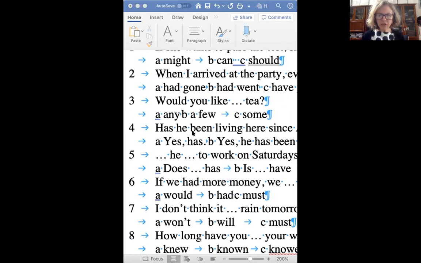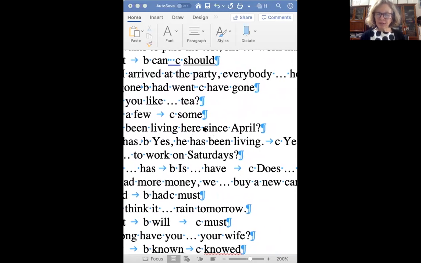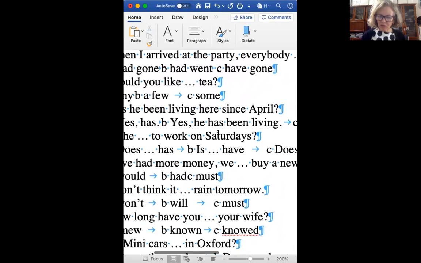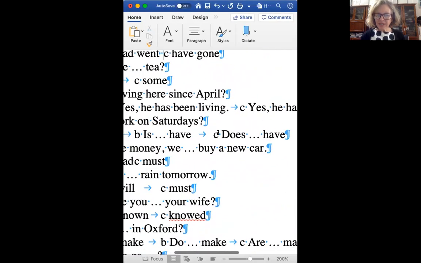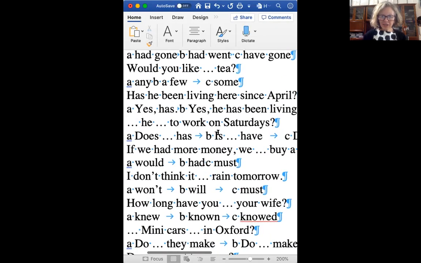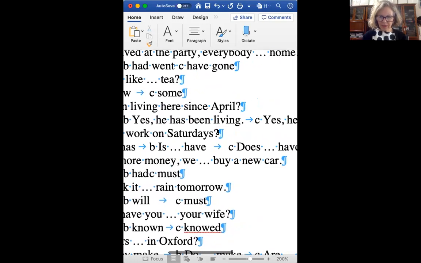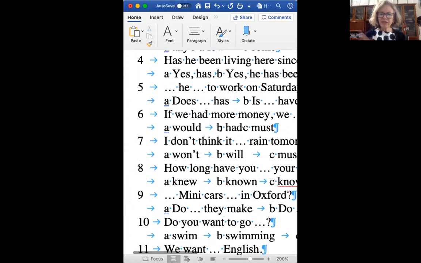Okay, Rebecca, number 4. Has he been living here since April? Since. So remember, do we use since for present perfect or past simple? Present perfect. Yes, so since and for present perfect. Yes, he has. Yes, he has been living. We have omissions in English. We don't need to repeat the whole sentence. So it's a shortened version. So yes, has. You need to include the subject. So not yes, has. Yes, he has. Correct. Good. Yes, he has. Okay, number 5, John.